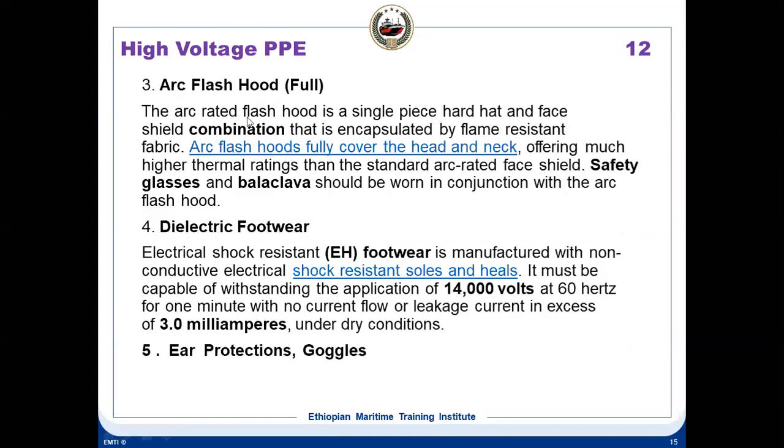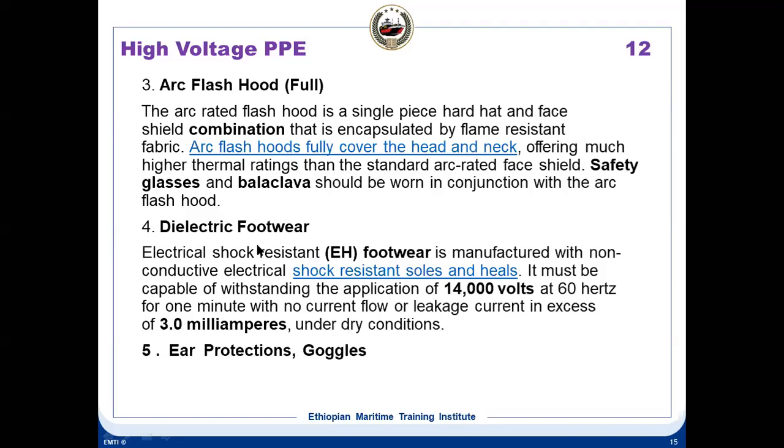So the rated arc flash hood is a single piece hard hat. Here it is with a hard hat and a face shield that is encapsulated by flame resistant fabric. Arc flash hoods fully cover the head and neck, offering much higher thermal ratings than the standard arc rated face shield. Safety glasses should be worn in conjunction with the arc flash hood. So you have to wear the safety goggles also in addition to this.